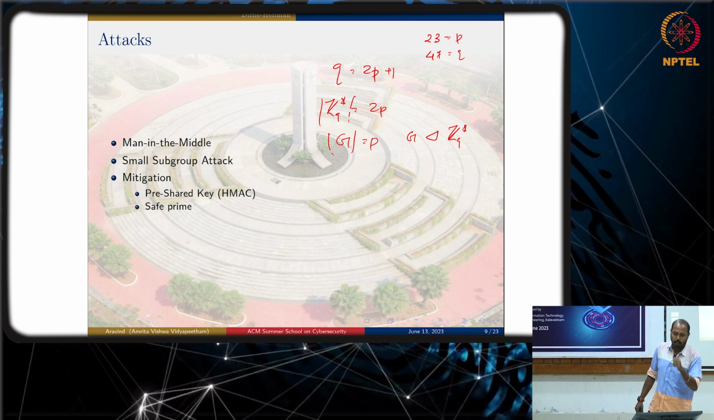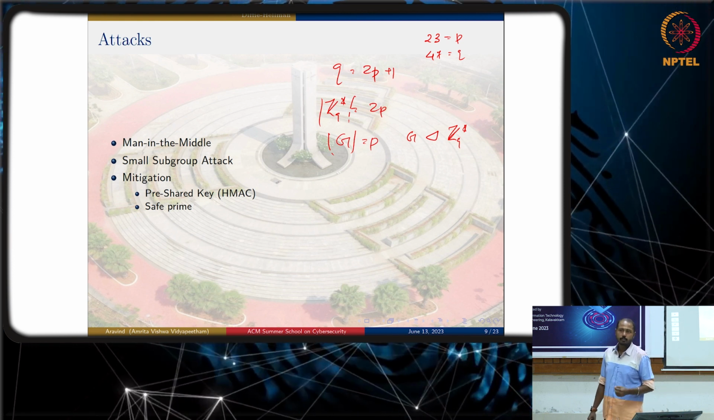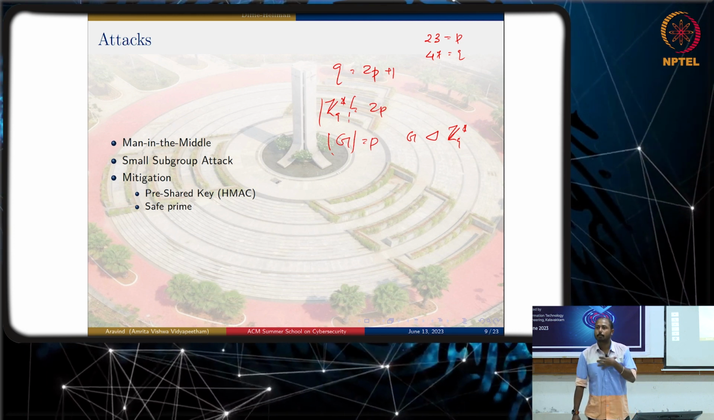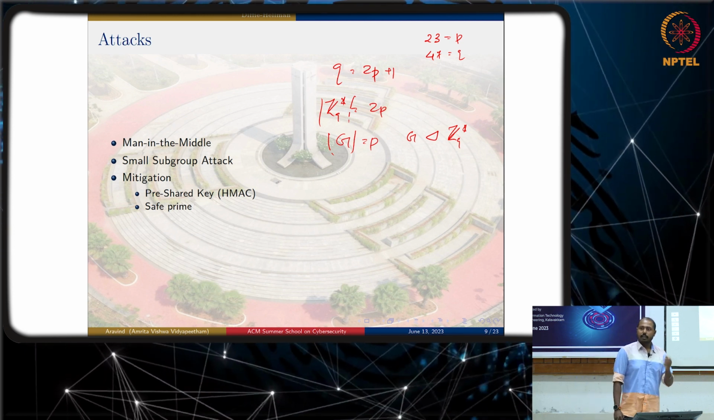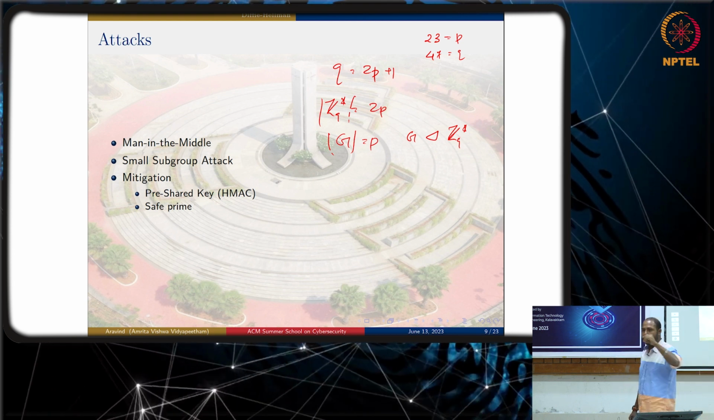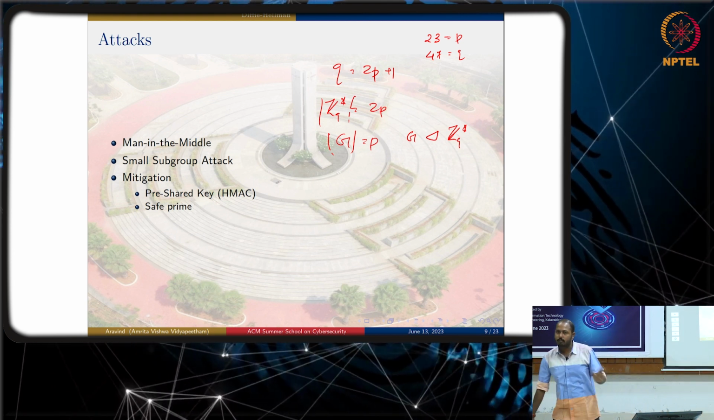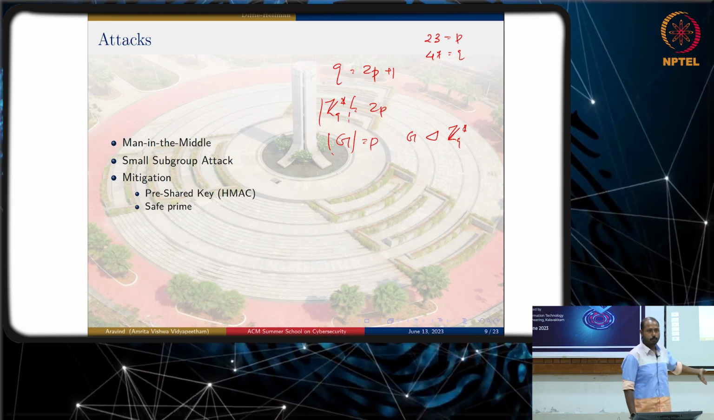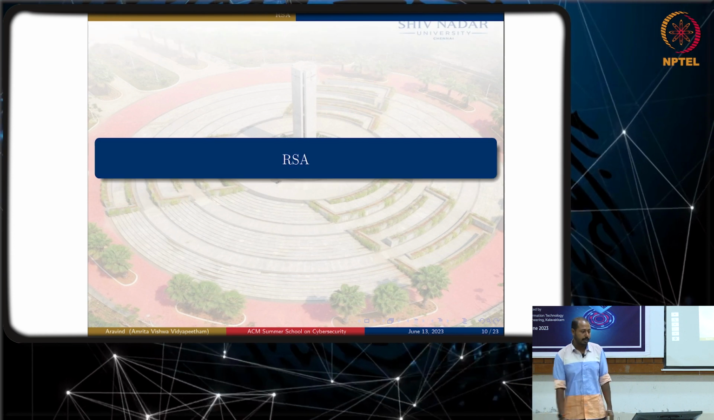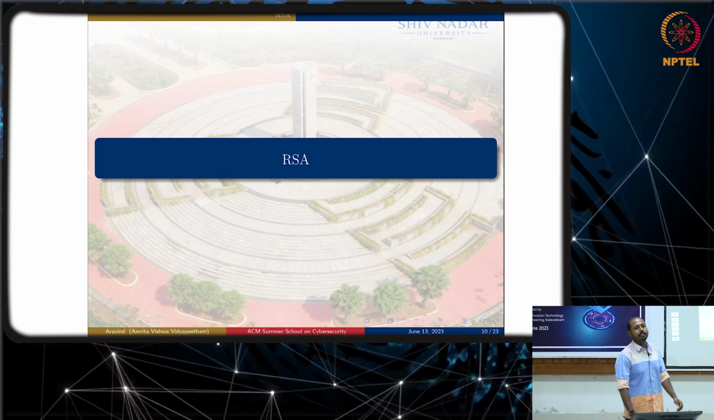But in this case, if I am taking q equal to 2p plus 1, where I am taking ZQ star, having cardinality 2p and a subgroup of order p, there are no further subgroups possible, since the order of the subgroup itself is prime and we will be operating modulo q. Clear? So this is one modification to the small subgroup attack.